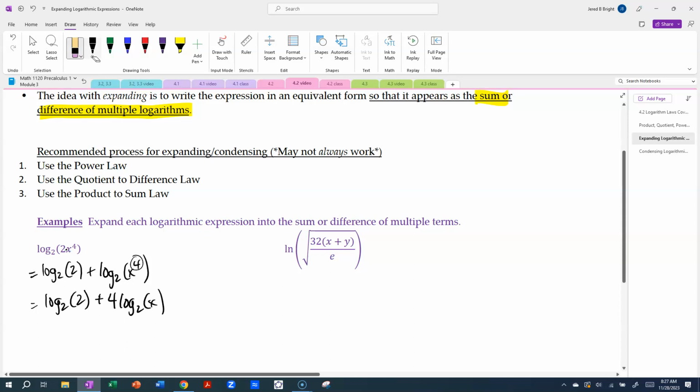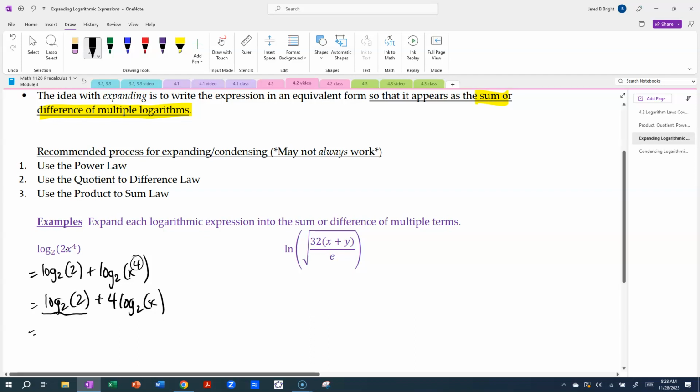Okay, all right, and now I restart. Every time you do a step, you have to restart. Okay, is there a power appearing? No. Is there a quotient or difference appearing? Division, subtraction, no. Is there a product or sum? Well, there isn't. There's a sum, but I don't want to bring that to a product because that's not going to expand it. It's going to condense it. And there's no other product, so I'm virtually done.